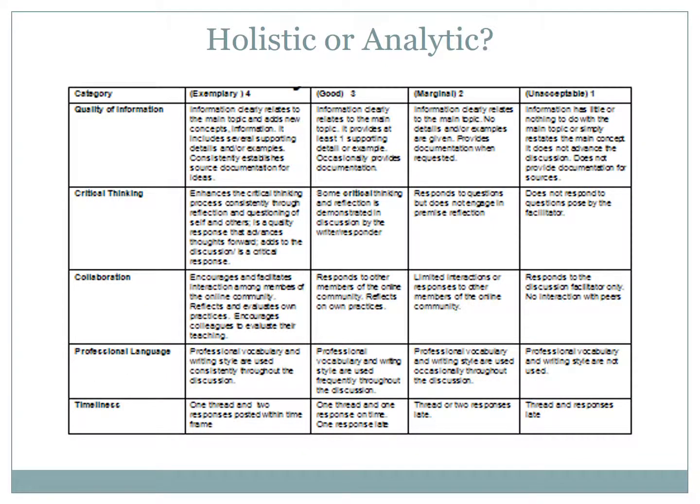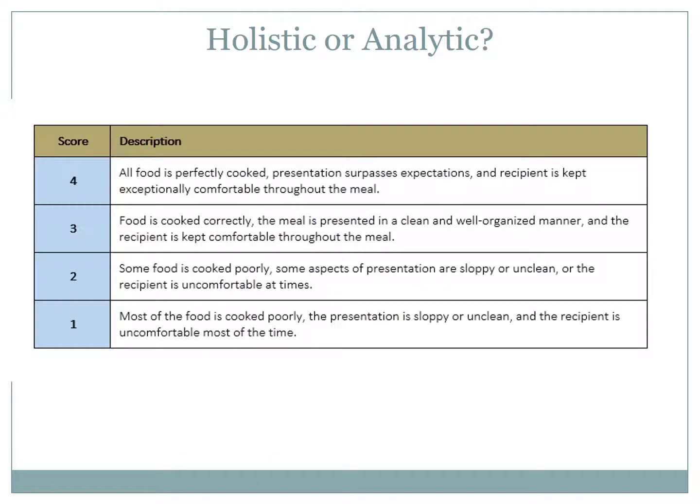Is this rubric holistic or analytic? Well, again, because the criteria are listed and broken out separately, and there are descriptions for each criterion for each level, this is an analytic rubric. So what you're going to look for is you're going to look to see on the left side, the first column, if those criteria are broken out separately and scored separately. If they are, it's an analytic rubric.